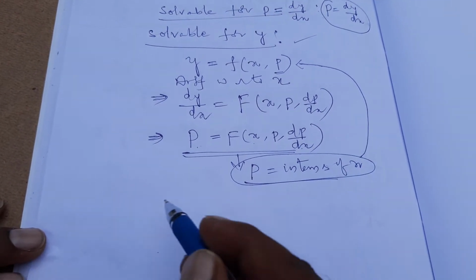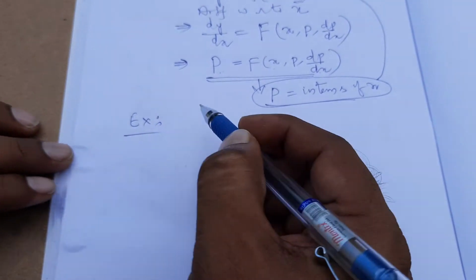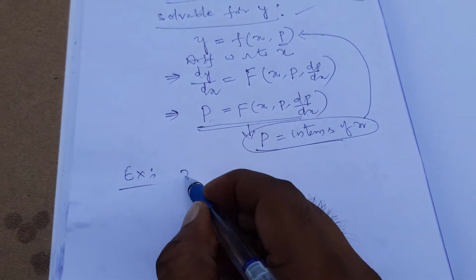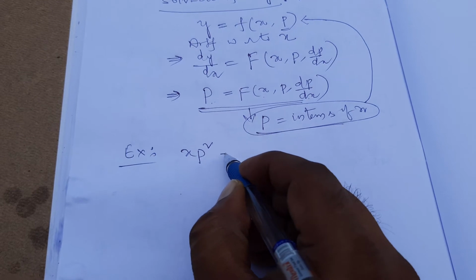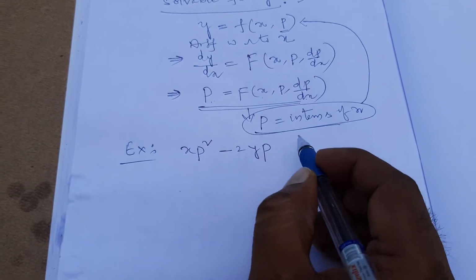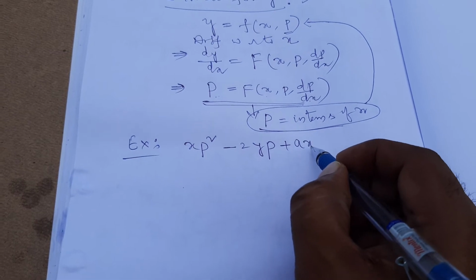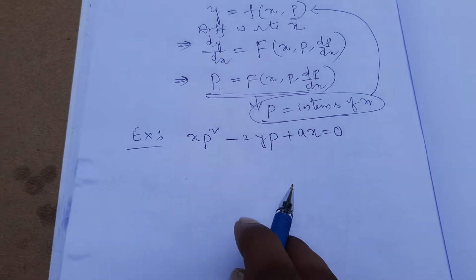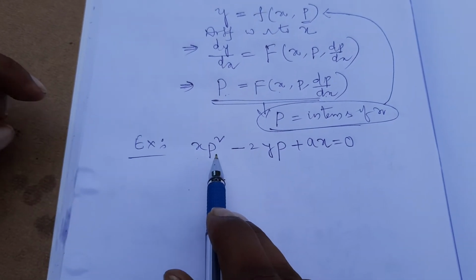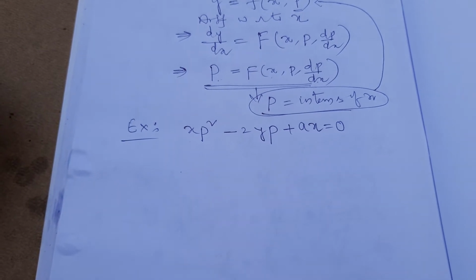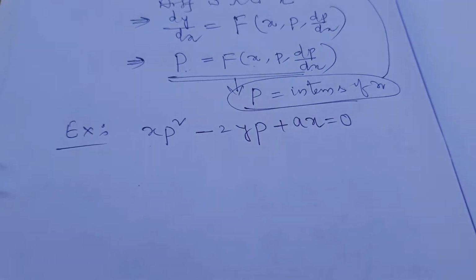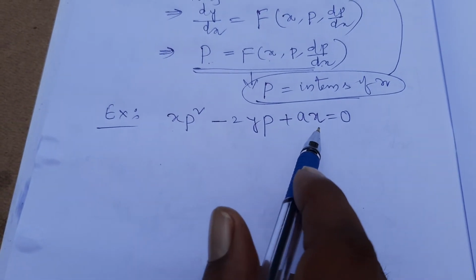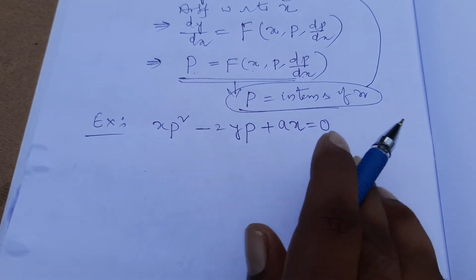Okay, with one simple example I will explain this. Solve the differential equation. Here the given equation is xp square minus 2yp plus ax equals 0. This is the example I give. Xp square minus 2yp plus ax equals 0. This is the model solvable for y.